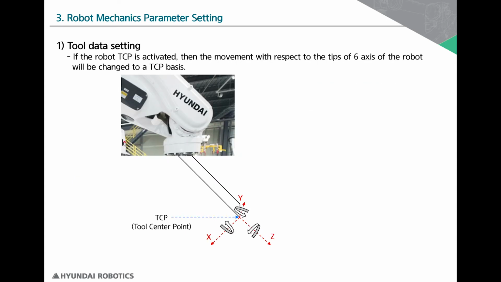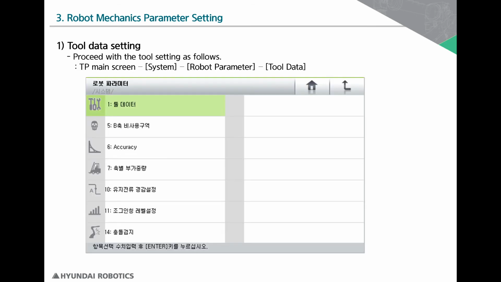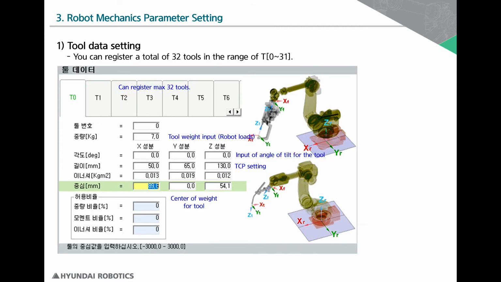To set the TCP, first make sure to notify the robot of the location and angle of tool tip. Once the TCP is set accurately, the robot movement will be controlled with respect to the tool tip. You can set the tool data by pressing the System button in the TP main screen and moving to the Robot Parameter menu. Select the Tool Data menu. You can enter the Tool Data menu to see the following screen. You can set a total of 32 tools, ranged from T0 to T31. You can enter number, weight, angle, length, inertia, center, and so on.